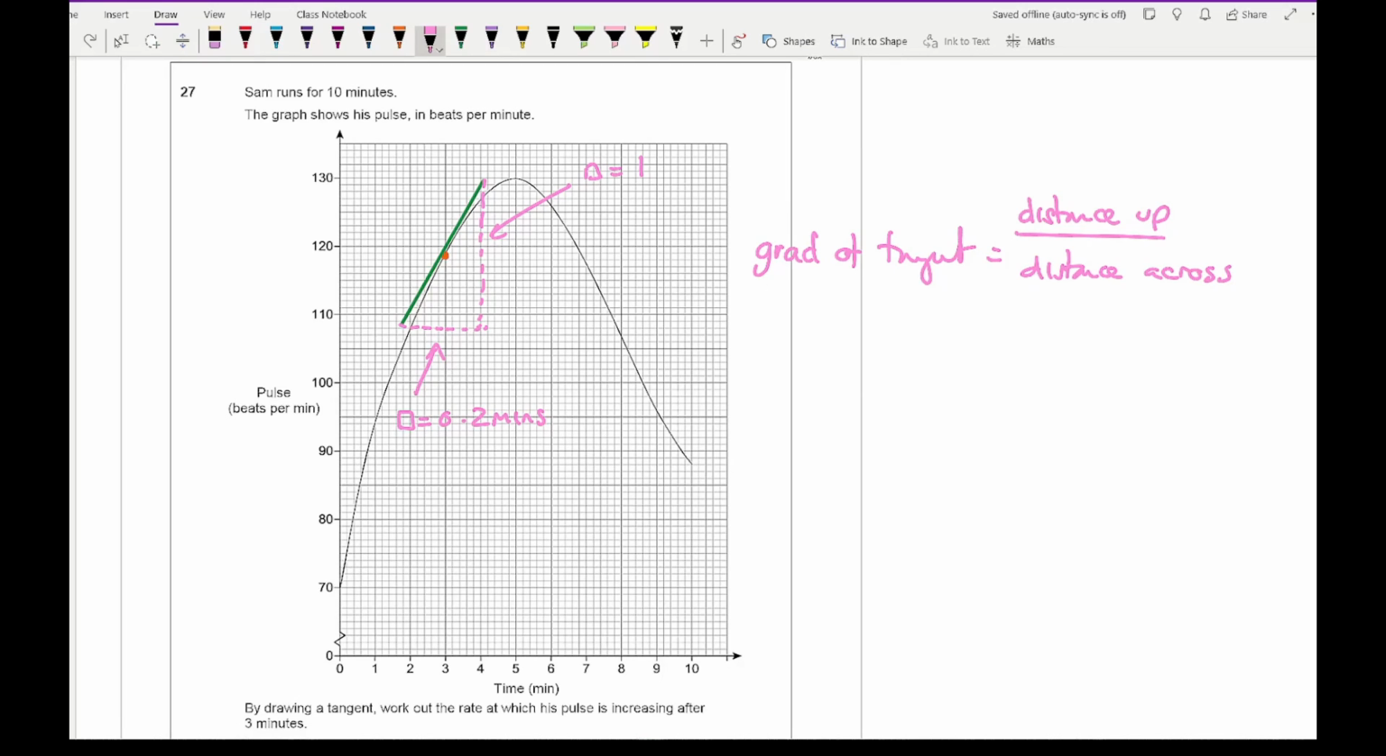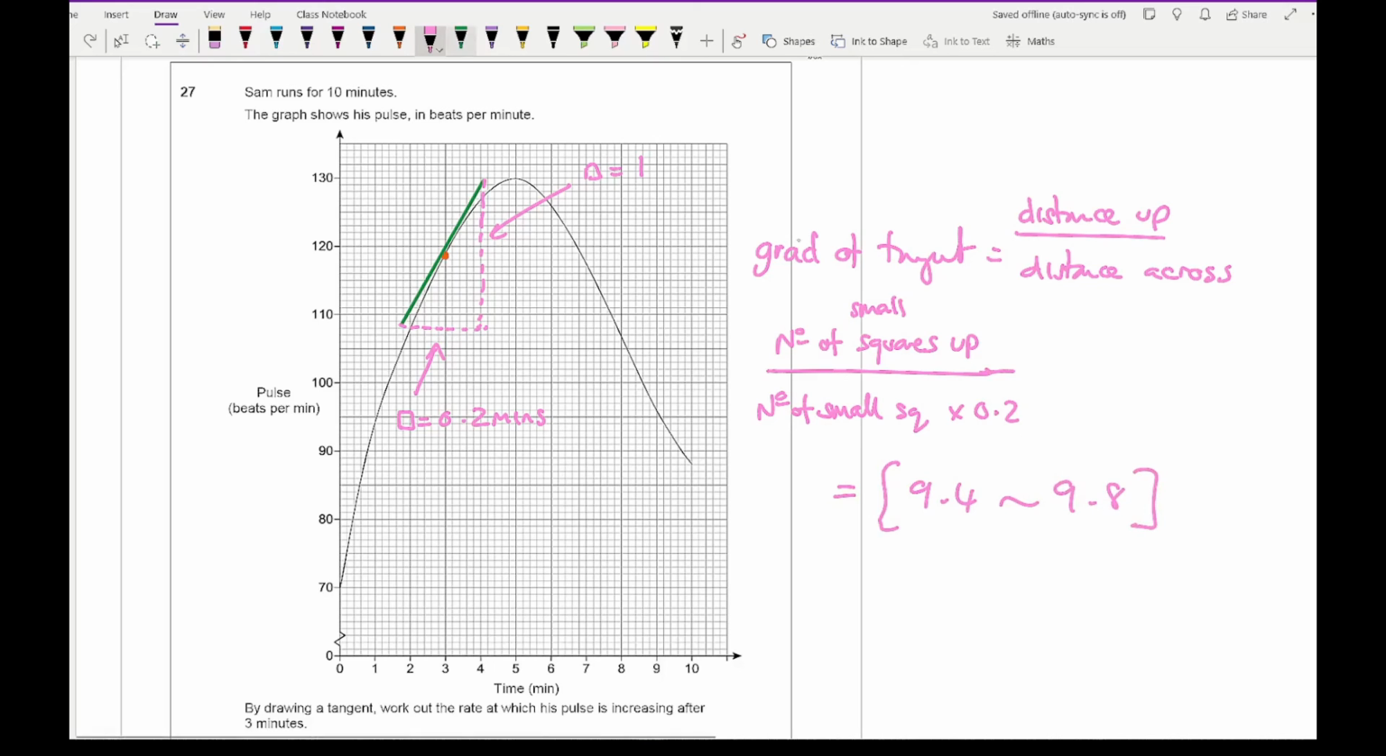So counting the squares going up divided by the squares going across, but remember you need to make sure you're multiplying the denominator by 0.2. So if we look at the number of small squares up, divided by the number of small squares across multiplied by 0.2, if you work that division out, you should end up with an answer between 9.4 and 9.8. Now again, if your answer falls outside of that, as long as you've drawn a tangent at 3, it looks like a tangent, so it's only touching the curve at one point, which is at 3, you should be absolutely fine.